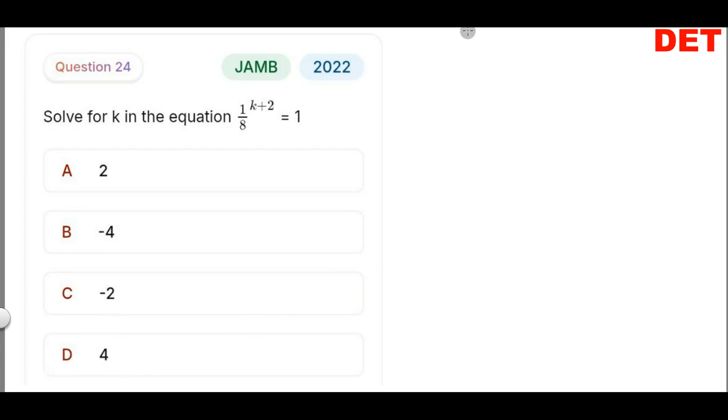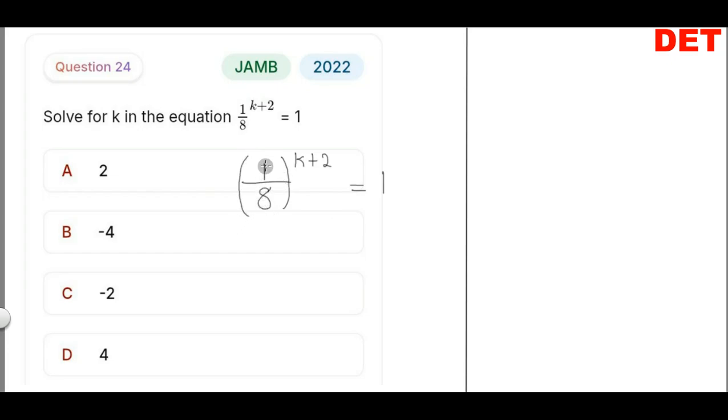Alright, so the equation that I was given here is 1 all over 8, raised to the power of k plus 2, equal to 1. You should put a bracket here.